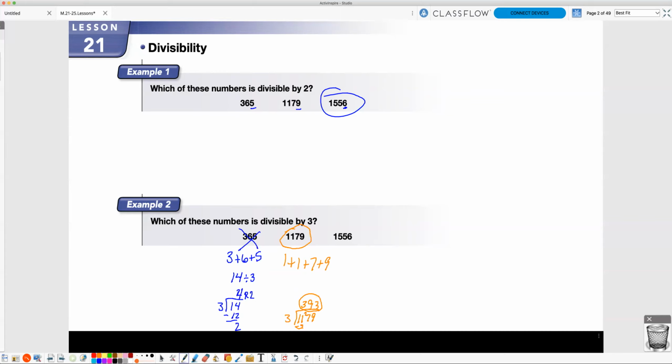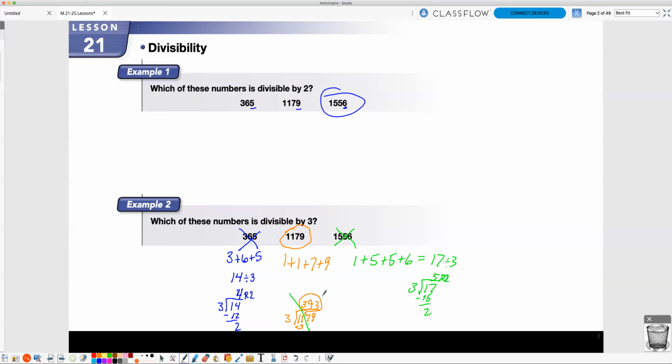Let's make sure whether this one is or is not. We'd have 1 plus 5 plus 5 plus 6. This would be 6, 12, plus 5 more makes 17. Is 17 divisible by 3 without a remainder? Well, 17 divided by 3, 6 would get us to 18. That's not going to work, so I need to go down to 5. That'd be 15. Subtract that, that'd be 2 remainder. So this does not work either. So this is the only one that's divisible by 3.